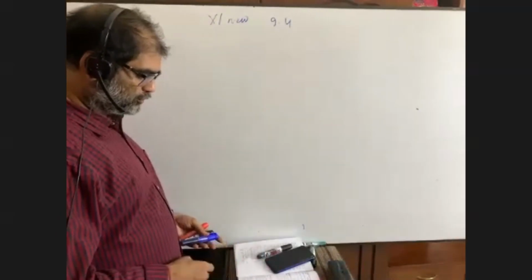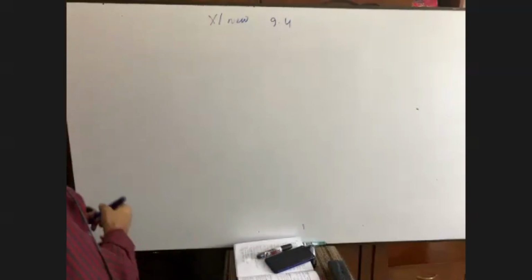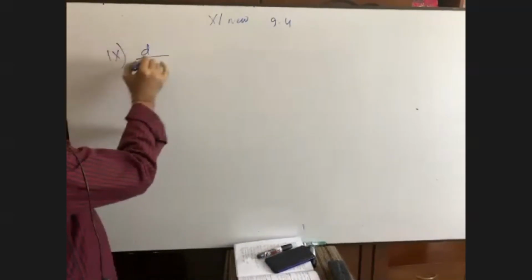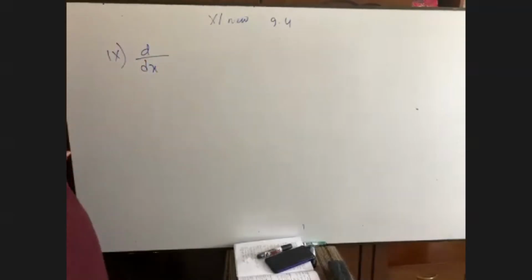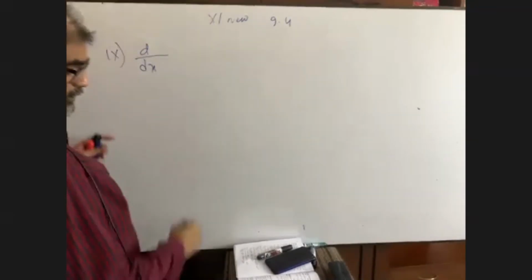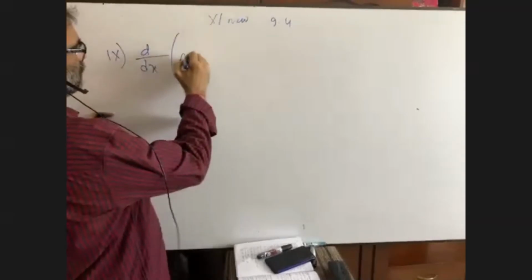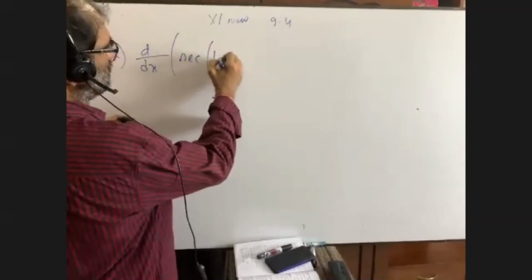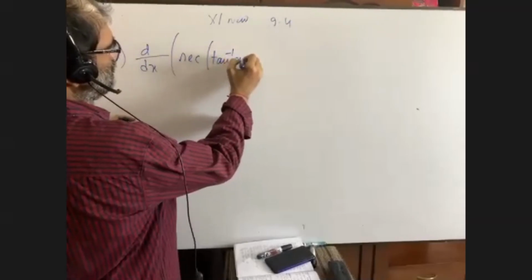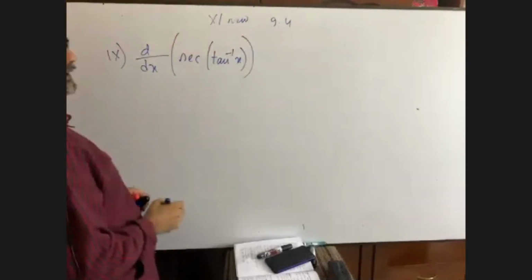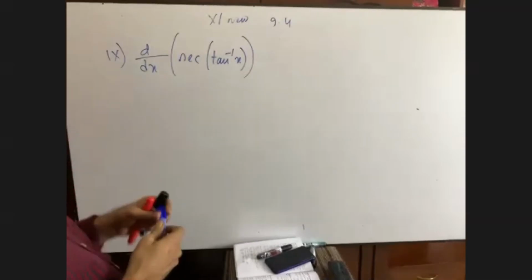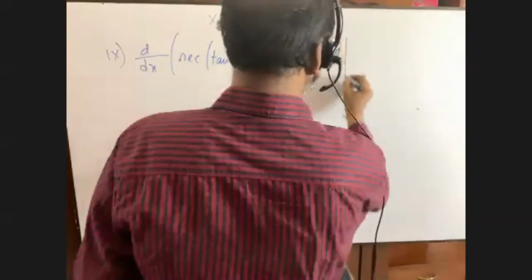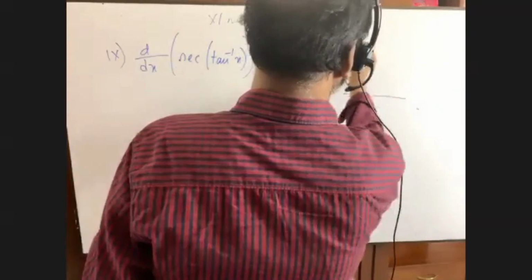Then go to question number 9. You see, the same math, d by dx. I'll not do the math wholly and fully. Just I'm going to show how to do. Say tan inverse x. Okay. What will you do? What is your first duty? For this type of math, draw this.